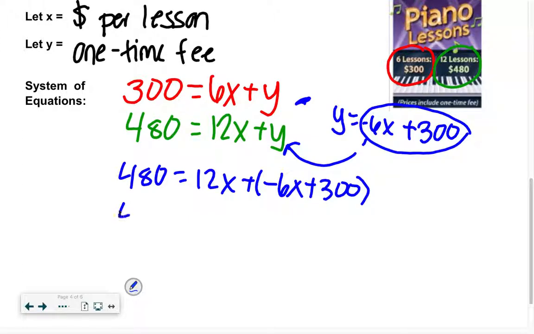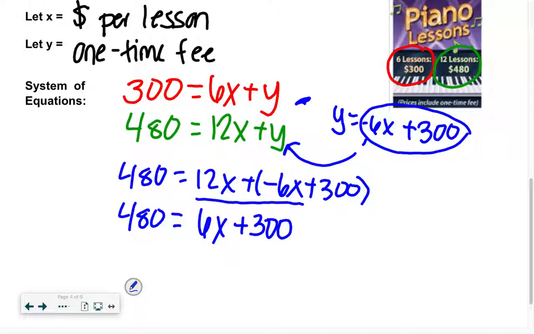Simplify, we still got 480 on the left. 12x minus 6x gives me 6x plus 300. Then what? Subtract. 6x equals 180. How much is x? 30. And you also have to put a dollar sign.